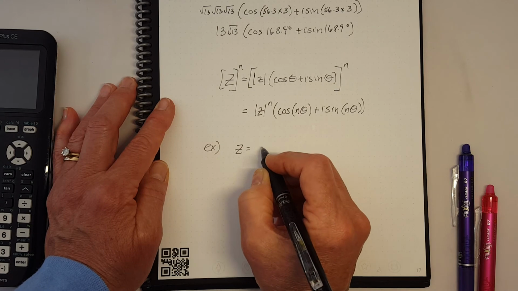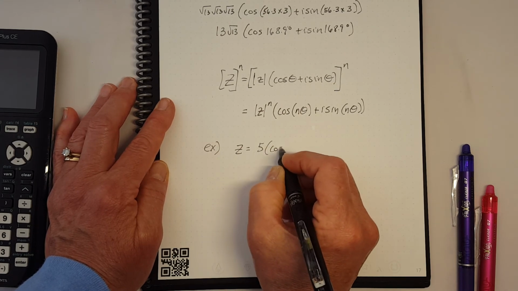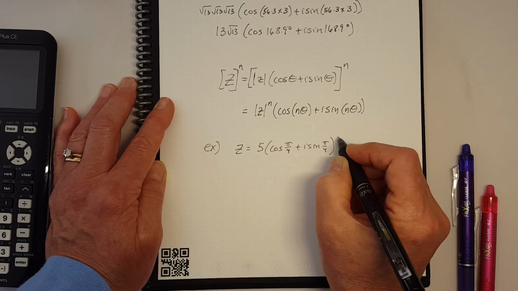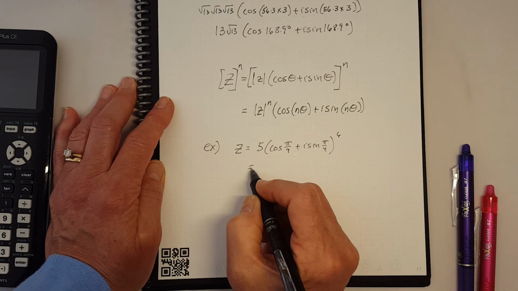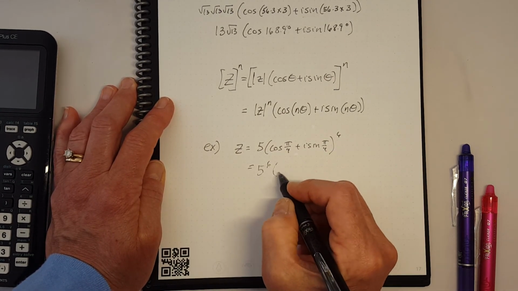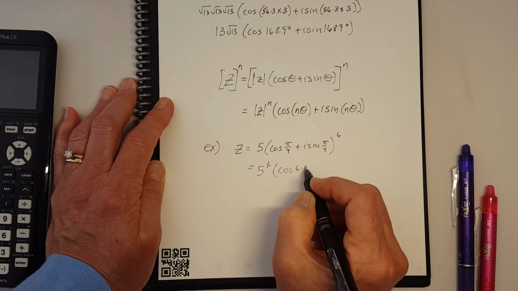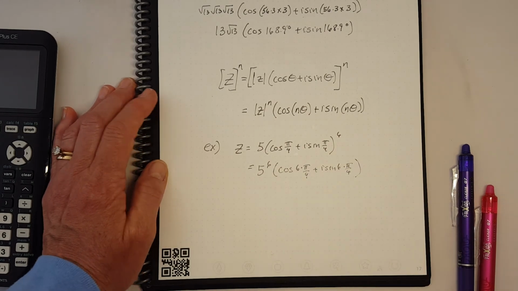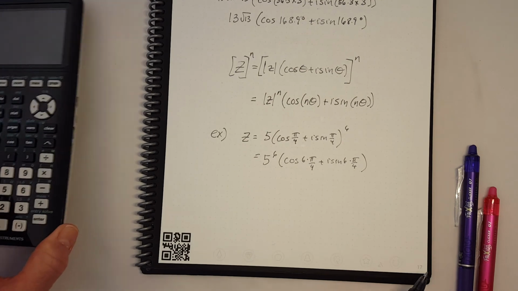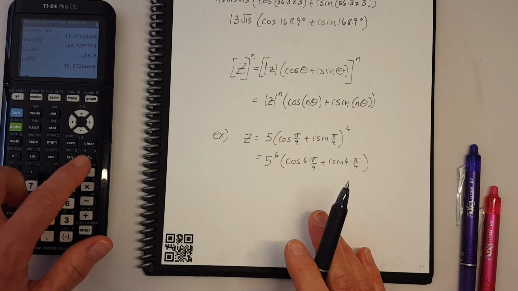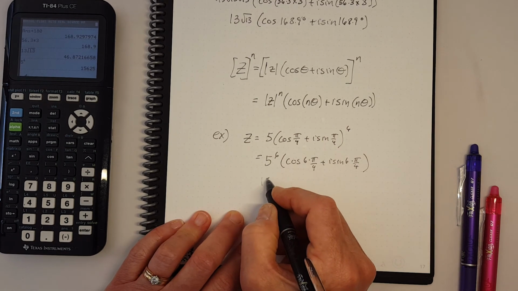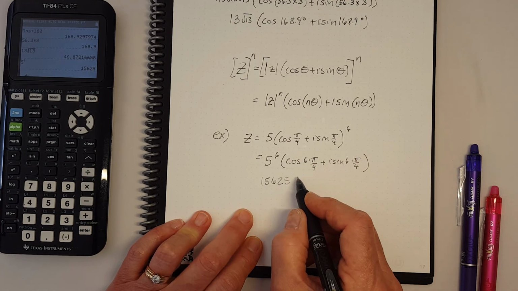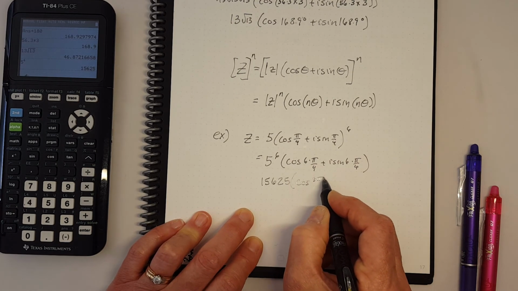If I had z equal to 5 times the cosine of pi over 4 plus i sine pi over 4, and I wanted to raise it to the 6th power, I would do 5 raised to the 6th power, and then I would do cosine of 6 times pi over 4 plus i sine 6 times pi over 4. And that's a lot easier than having to FOIL out, FOIL out, FOIL out 6 times. So let's see, 5 raised to the 6th power, it's a big number, 15,625. And then 6 times pi over 4 is 6 pi over 4, which reduces to 3 pi over 2.